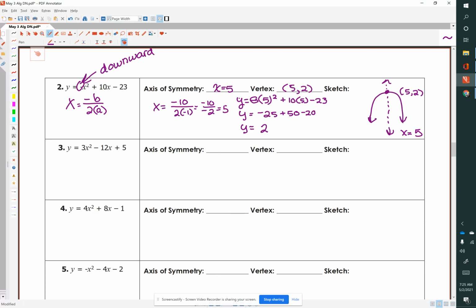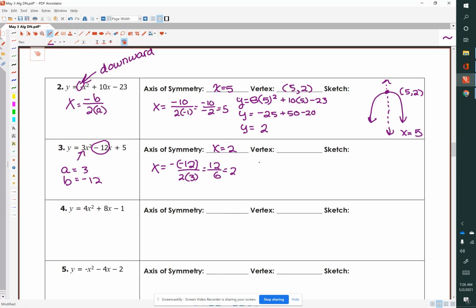Okay, number 3, y equals 3x squared minus 12x plus 5. So first we need to find the axis of symmetry. Be careful with the negative sign. So x equals negative 12. Okay, we have negative 12 is our b value. Our a value is 3. Let's write that down. a equals 3, b equals negative 12. So negative of negative 12 divided by 2 times 3 equals 12 over 6, which equals 2. So our axis of symmetry, x equals 2.